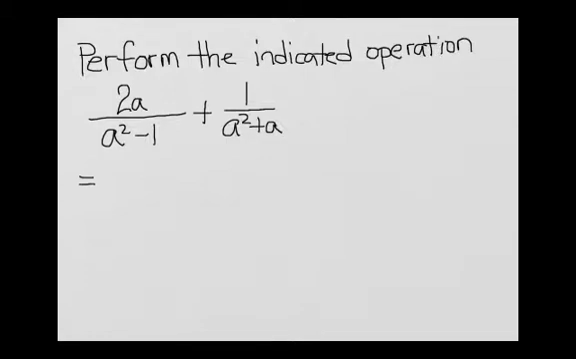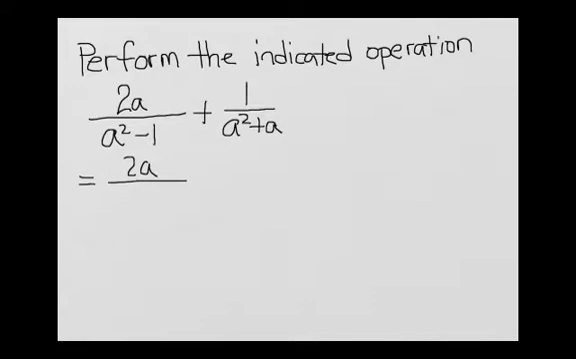We're going to perform the indicated operation: 2a divided by a squared minus 1, plus 1 divided by a squared plus a. So this is an addition of rational expressions. The first thing we need to do is factor the denominators, because in order to add fractions we need to have a common denominator, and in order to form a common denominator we need to know what the factors are for the denominators that we have.